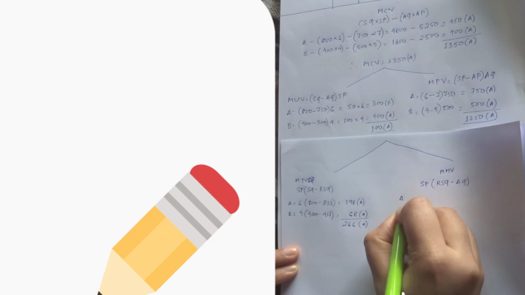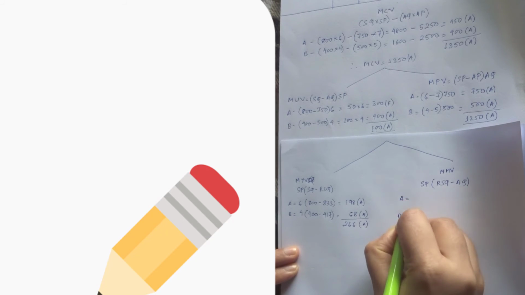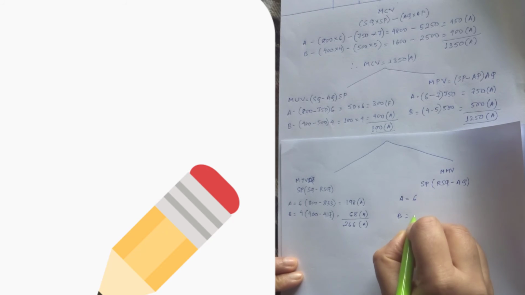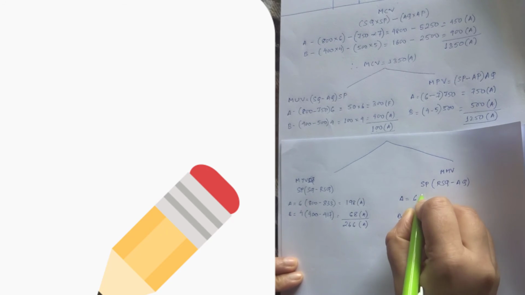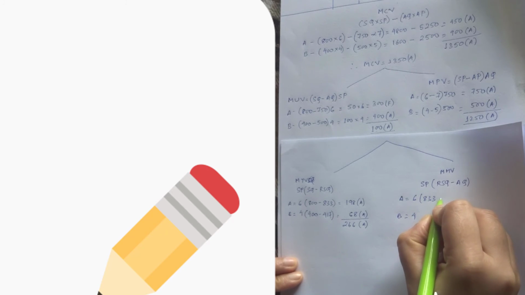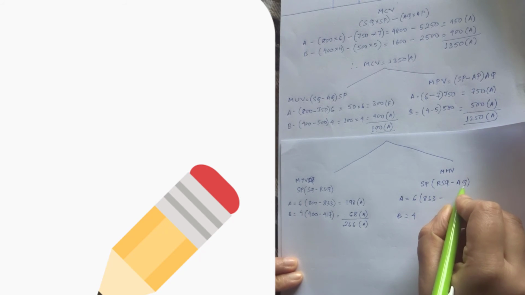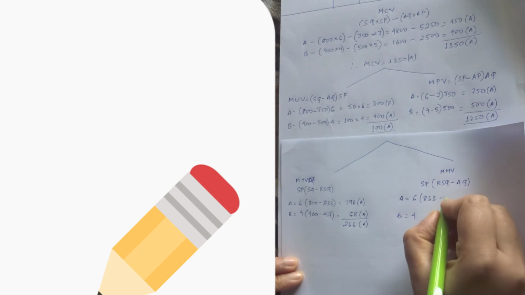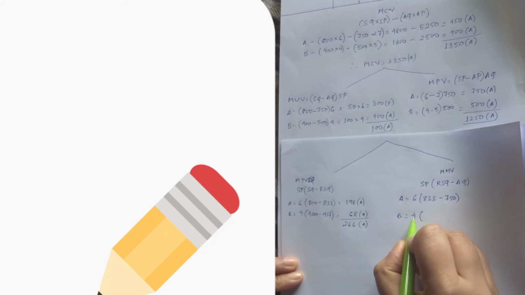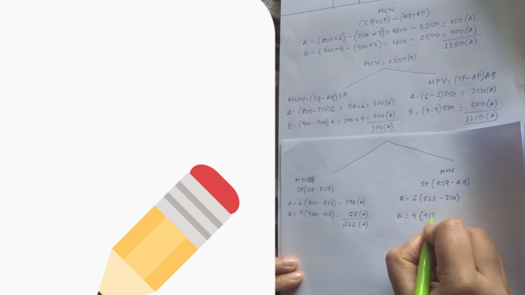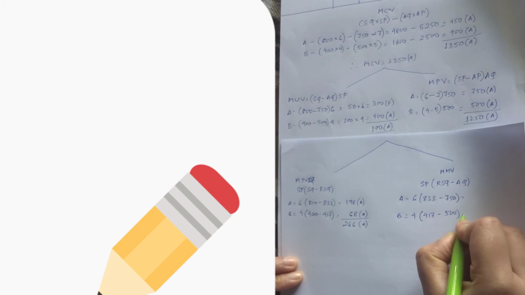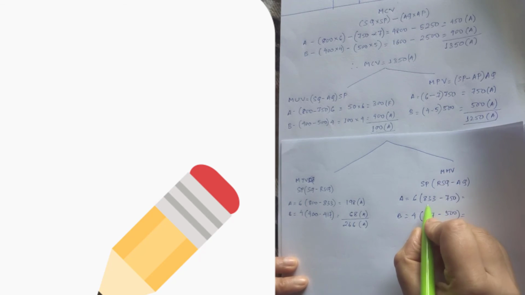Now we'll calculate this for A and B. A's standard price is 6, B's standard price is 4. Revised standard quantity for A is 833, minus actual quantity, which is 750. And here, 417 minus 500, right?